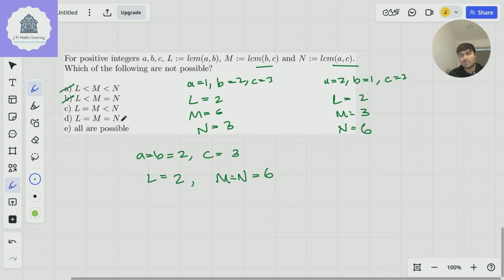D is also very obviously possible, because if you just make a, b, and c the same thing, L, M, and N will all be the same number. So the question is, is C possible? L equals M, and that being less than N. The answer is no. And you can either experiment to see this, so play around with some numbers and maybe go, okay, feel like option C is not correct, but we can also prove it.